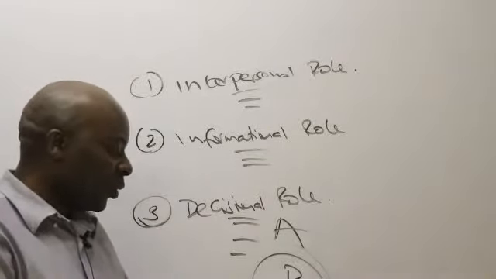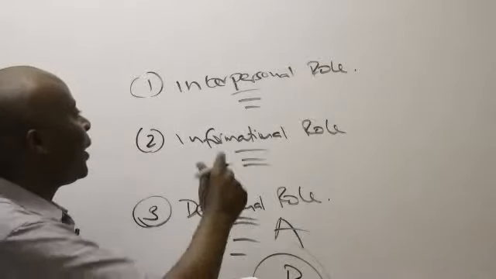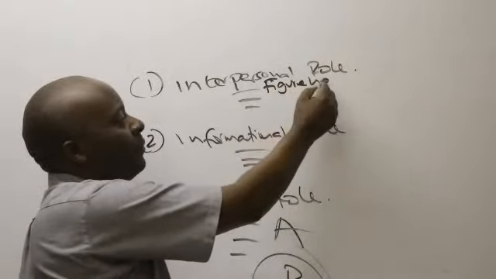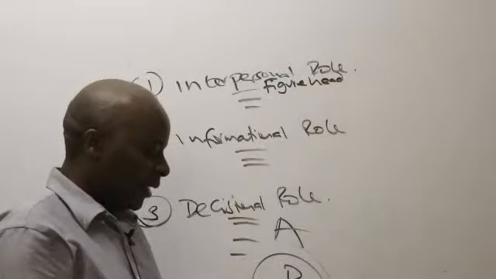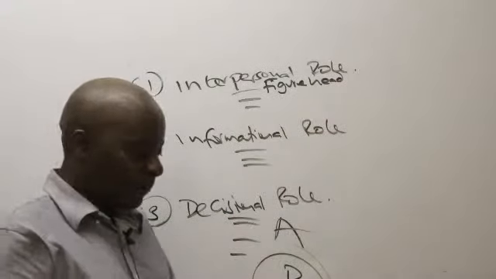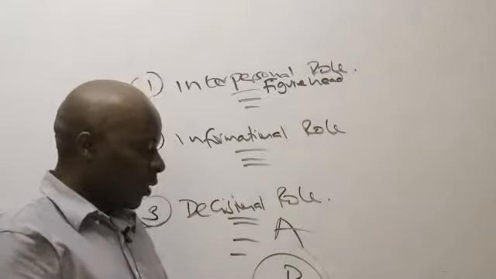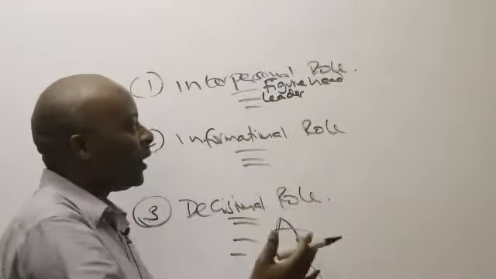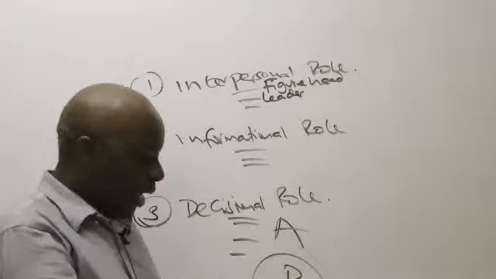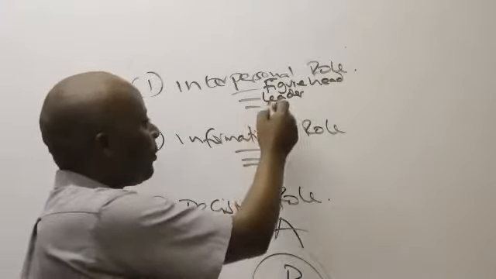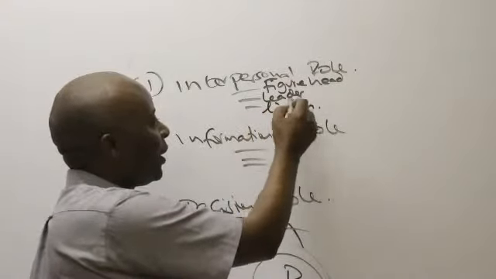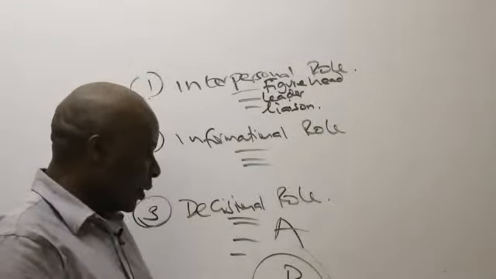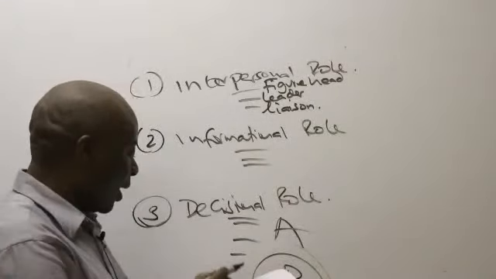So an interpersonal, tunaambiwa a good leader has to be a great figurehead. Somebody who is respected by everybody in the company, right? A figurehead. Of course, in this case, interpersonal, you must be able to lead a team. People should be able to trust you. And then, of course, we have the concept of liaison role. How about informational? Informational tuko na spokesman.